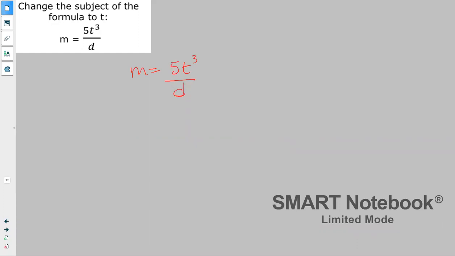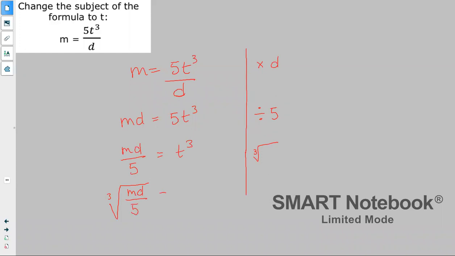Okay, so I'm just going to do the working line. So to get rid of that divide by d, I'm going to multiply by d. So on this side, m multiplied by d is just md equals 5t cubed. Again, t has been cubed and then been multiplied by 5, so I'm going to divide by 5. So it becomes md divided by 5 equals t cubed. And then to get rid of cube, you are going to cube root each side. So this side becomes the cube root of everything on the left-hand side, so md over 5 is all cube rooted.